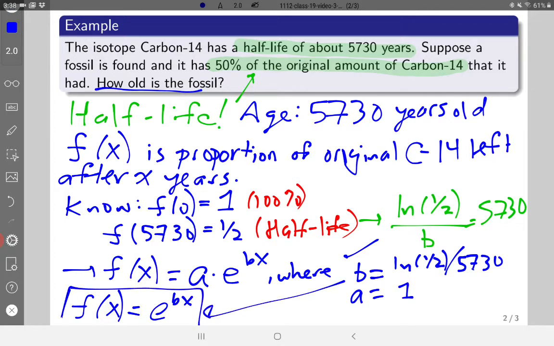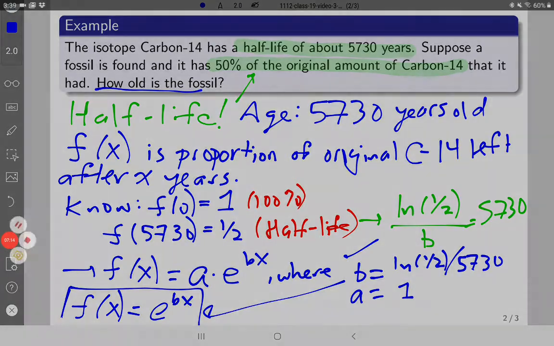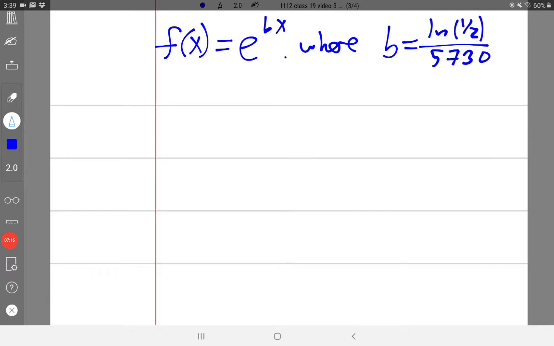And I'm going to skip to a new page to show you how to possibly simplify that, which may make it easier to interpret the function, and then we can decide which form of the function we're going to use to answer the questions coming up. So here's what I know. I have an exponential function, f of x equals e to the bx, and I know that b is the specific number, this log 1/2 divided by the half-life, 5,730. So let's show how to simplify this a little bit.